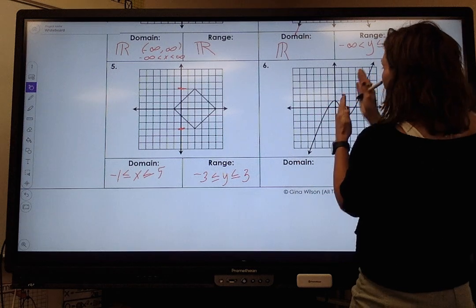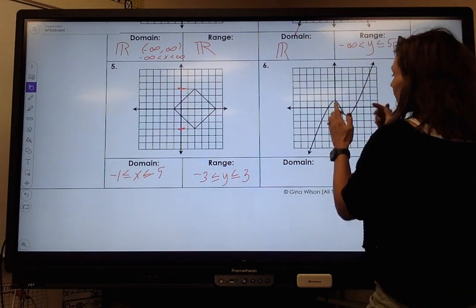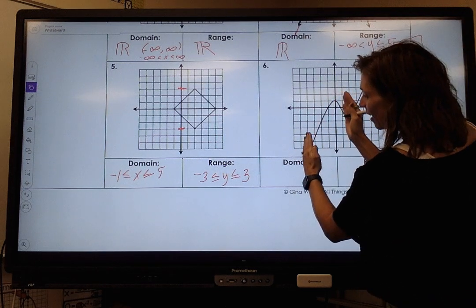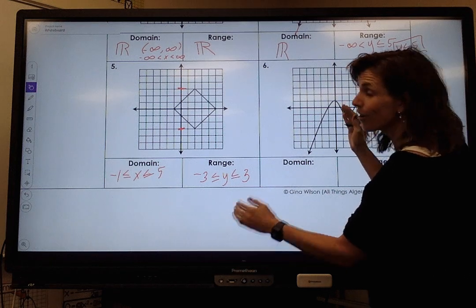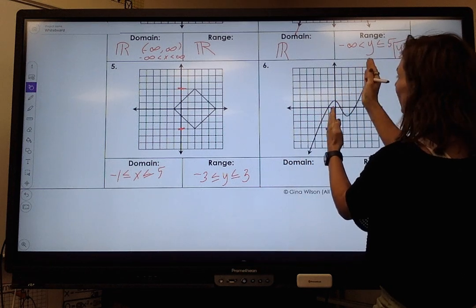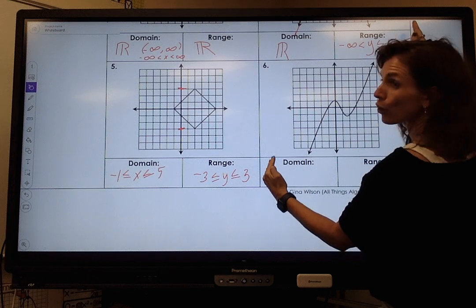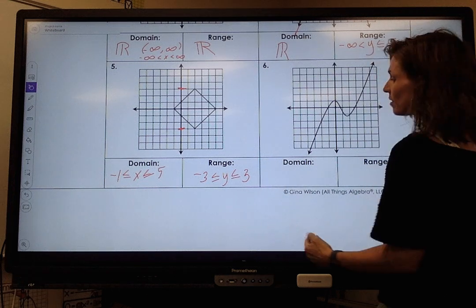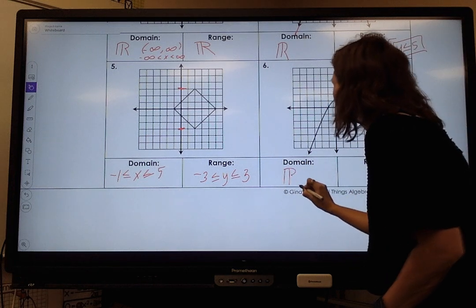How far left and how far right. How far left? It's going to go down and to the left forever. And it's going to go up and to the right forever. It's going to extend outward forever in both directions. So my domain is all real numbers.